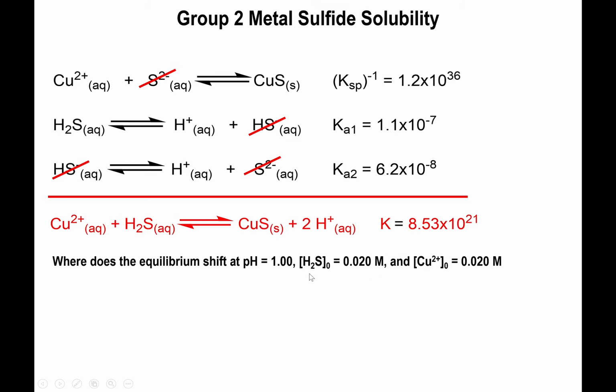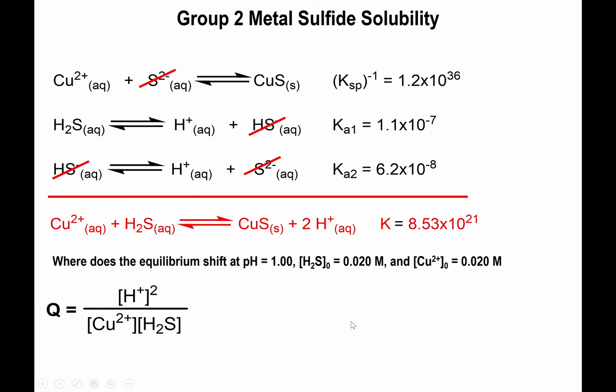So typical concentrations and conditions that make this happen are concentrations of 0.02 molar copper 2 plus, 0.02 molar H2S, at a pH of 1. And if you apply the equilibrium expression for this equation, you have H plus to the second power divided by copper 2 plus and divided by H2S. Those are the only aqueous species in this equation.